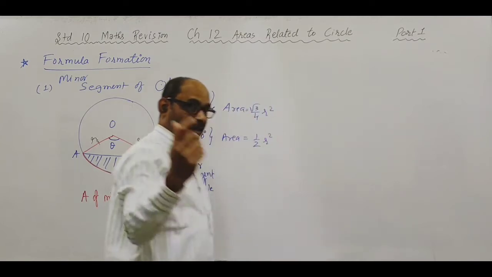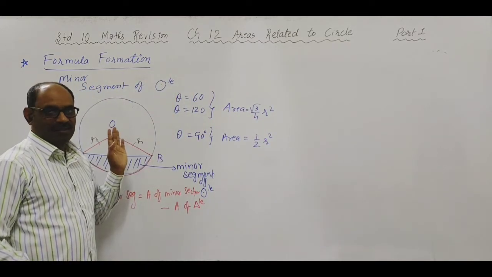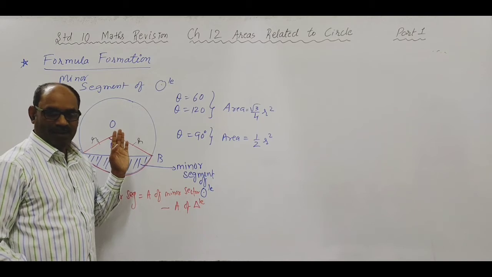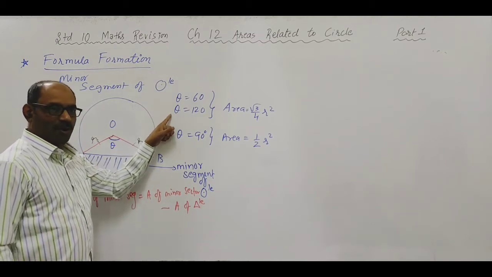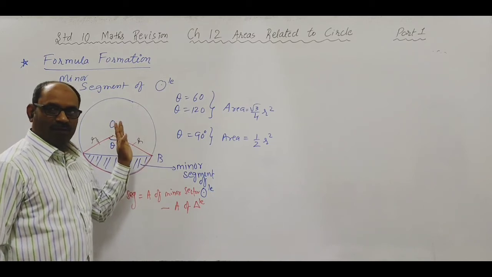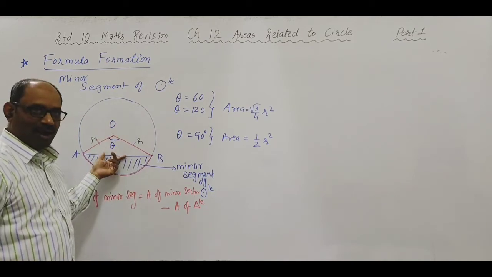Yeah, and let me tell you one thing. This theta will be either of these three. इसके अलावा और कोई theta की वैल्यू नहीं होगी. आप theta की स्टडी करिए. All right, theta will be either 60 degree, 120 degree, or 90 degree. So only for these three angles we'll have to remember the area of this triangle.